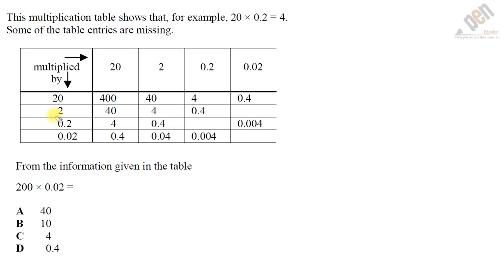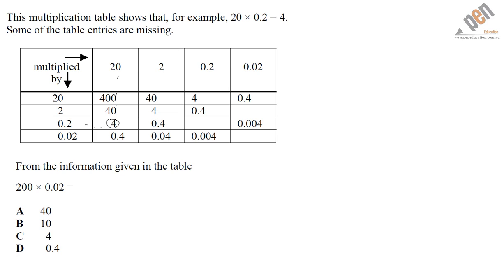This multiplication table shows that, for example, 20 times 0.2 is equal to 4, as you can see across the rows and columns. Some of the table entries are missing. From the information given in the table, 200 times 0.02 is equal to what?